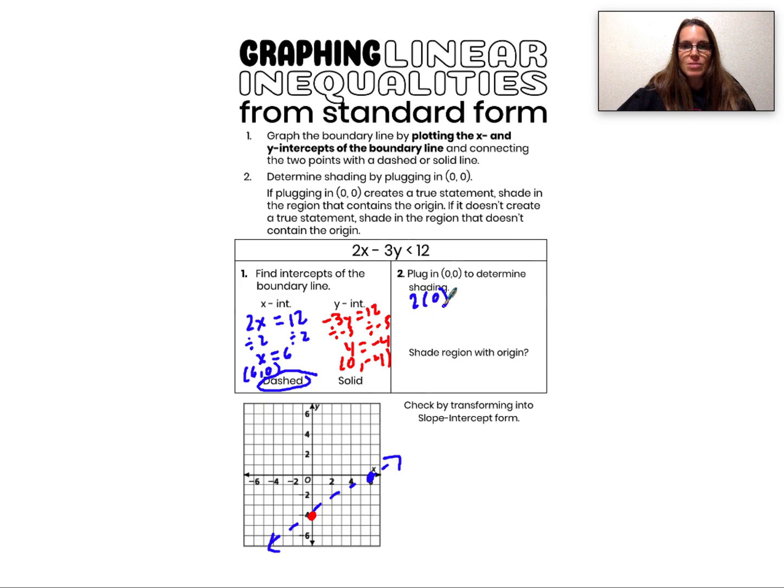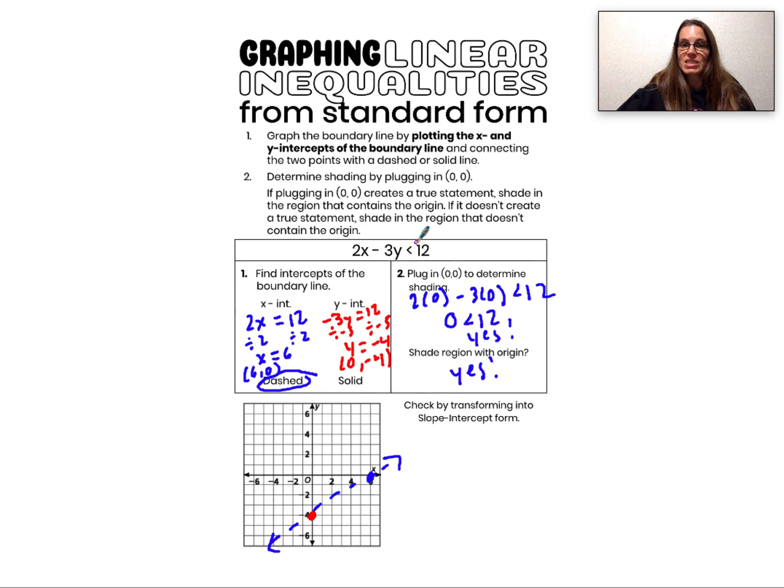For your reference, I'm going to show 2 times 0 minus 3 times 0 is less than 12. But really, when I plug in 0, the left-hand side becomes 0. Is 0 less than 12? Is it less than 12? Yes. So I do shade the region with the origin.